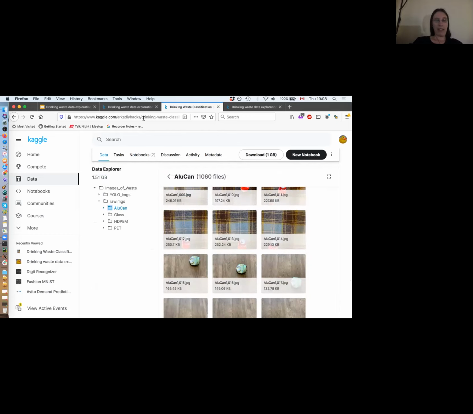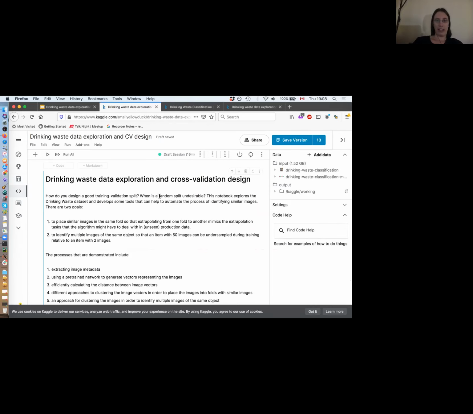Okay, so now that we've looked at this data set information, we can fire up the Kaggle notebook. And I want to draw your attention over here to the right where there's the input folder. And what I've done is I've added the drinking waste classification data set. So the data set that we were just looking at, it's over here.